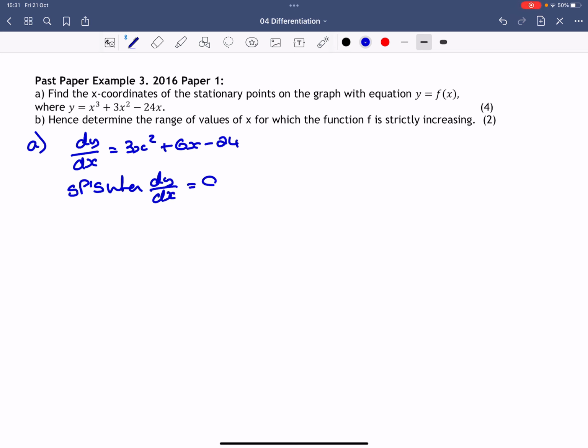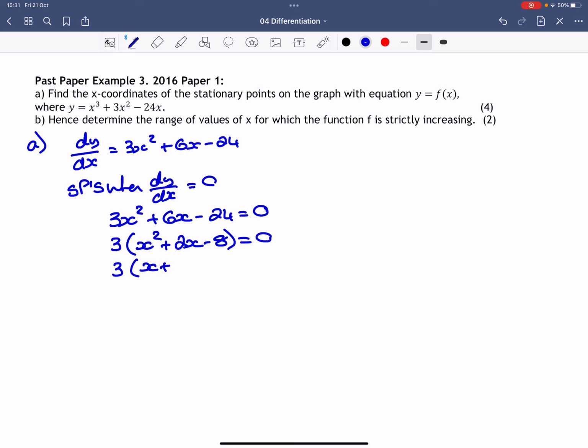So that gives us 3x squared plus 6x, take away 24 is equal to 0. So that's 3 brackets x squared plus 2x minus 8 is equal to 0. Factorise it further, so we get x plus 4, x minus 2 in the brackets. So x is equal to negative 4 and x is equal to 2. And that's enough for part A. That's our x coordinates of the stationary points.